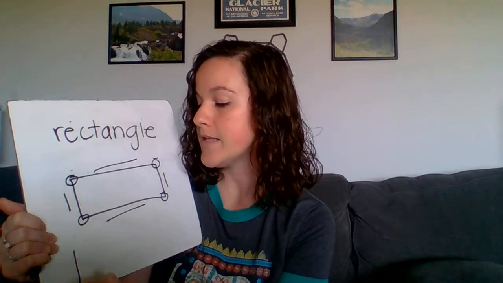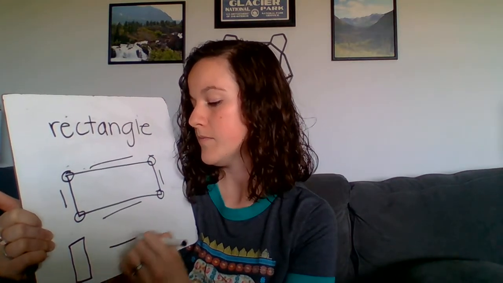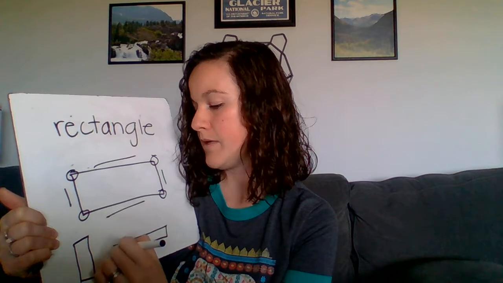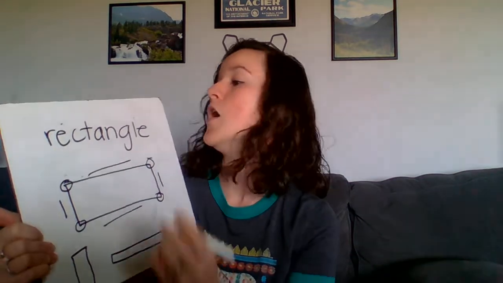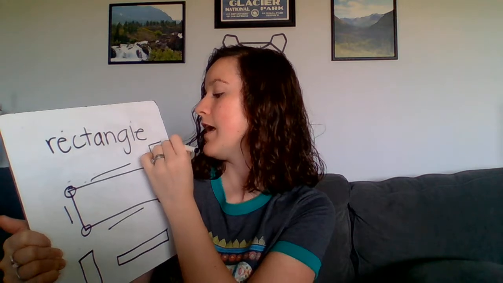Okay, your rectangle might stand tall. Your rectangle might lay flat and be skinny. Okay, your rectangle might look kind of like a square, which we're going to talk about next. So 4 sides and 4 vertices, 2 long and 2 short.